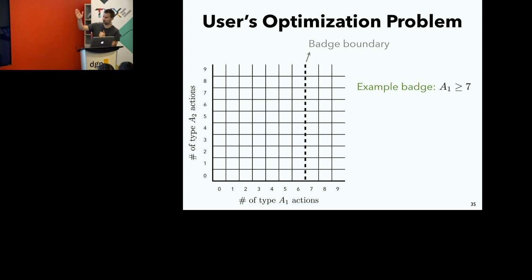That badge boundary is that dashed line there, where the badge criteria is just denoting this very simple subset, which is if you take 7 or more A1 actions, then it'll give you a badge. Okay.